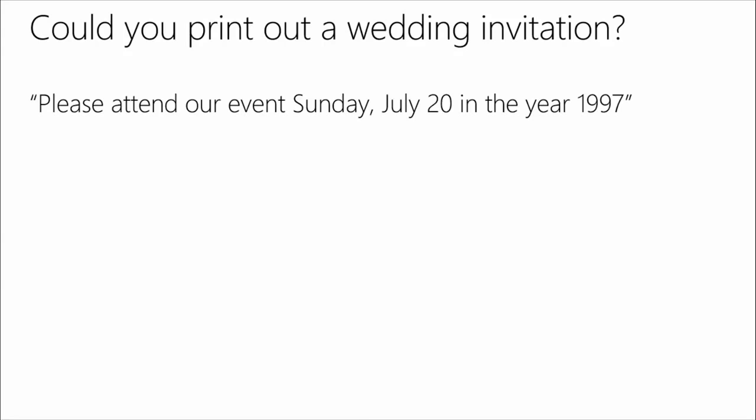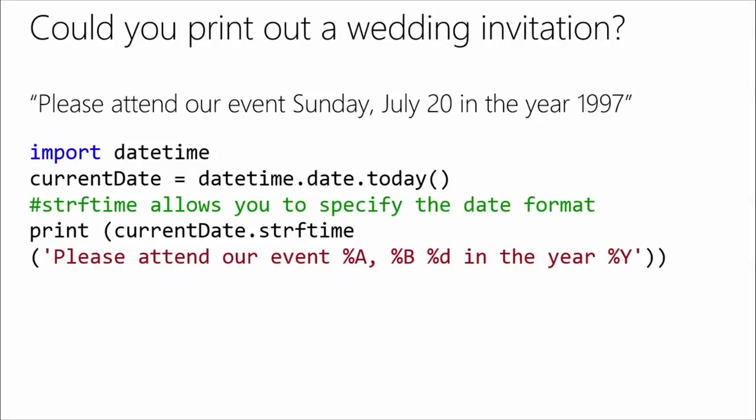Almost. Okay. So then, taking this one step further, could you print out a sentence like, please attend our event on Sunday, July 20, in the year 1997, just to show you that you really can be very specific in terms of how you display your date. So yes, you do have a lot of formatting options.